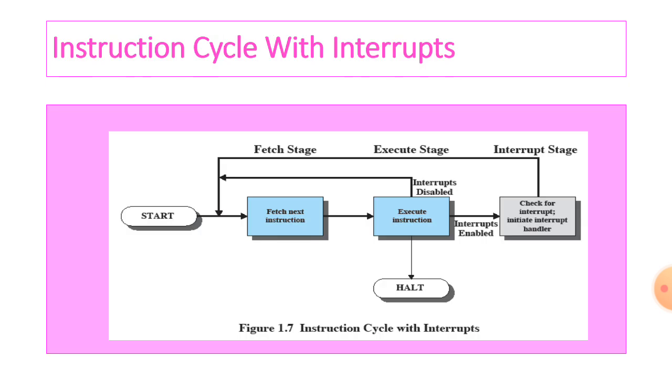Instruction cycle with interrupts. After fetching, during the execution process, it checks whether interrupts are enabled or disabled. If interrupts are disabled, it completes the task. Otherwise, it initiates the interrupt handler. After performing the interrupted task, it completes its execution stage.